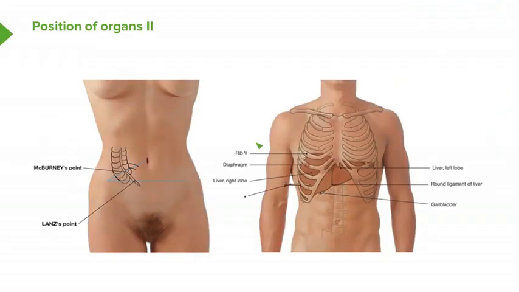So again, we can remind ourselves of where the umbilicus is. We can see it here. We can remind ourselves of where the anterior superior iliac spine is. And as we can see in the diagram, we can draw a line between these two regions. A third of the way from the anterior superior iliac spine towards the umbilicus, so about a third of the way across, we can locate our appendix. And that's known as McBurney's point.